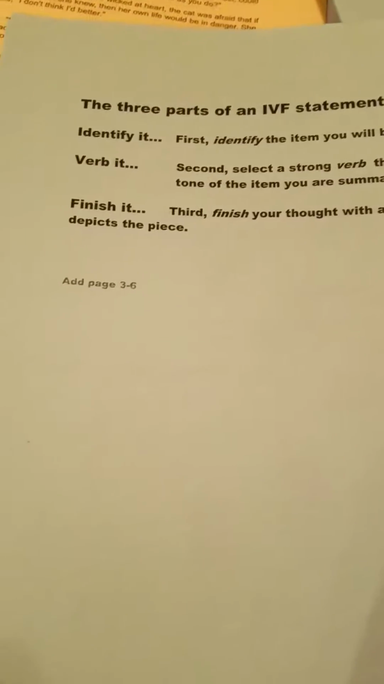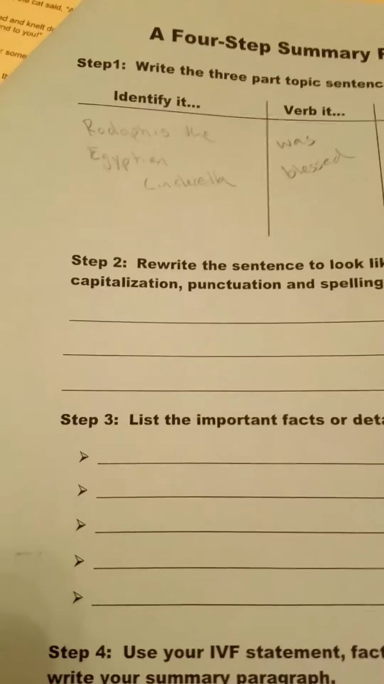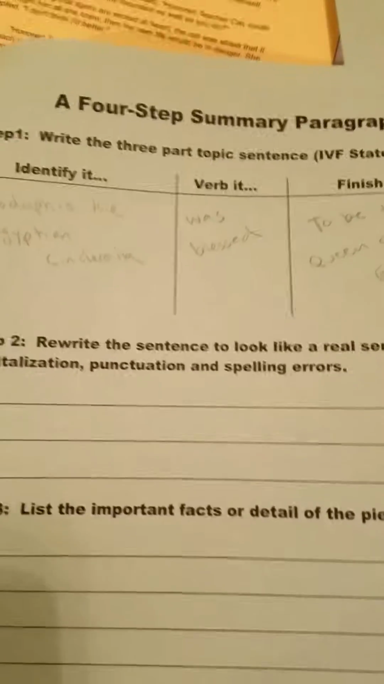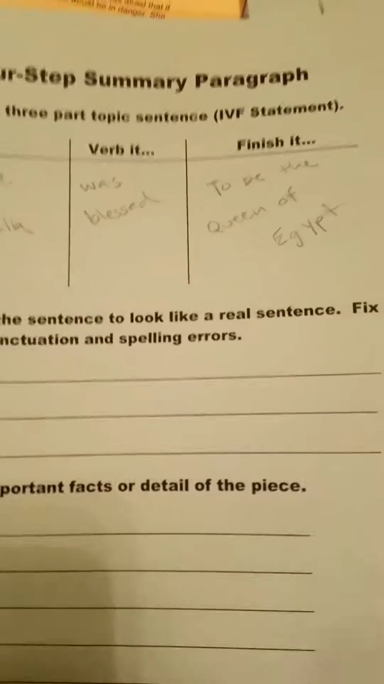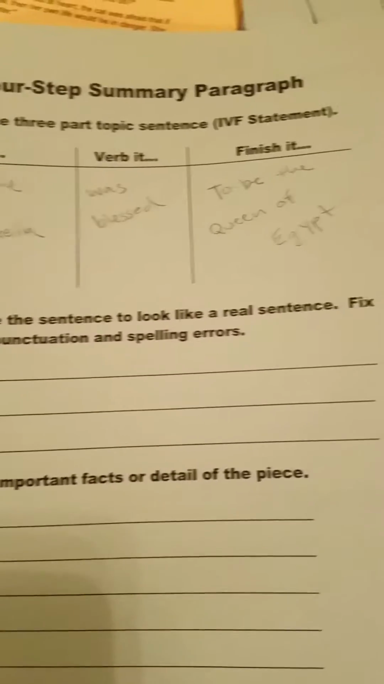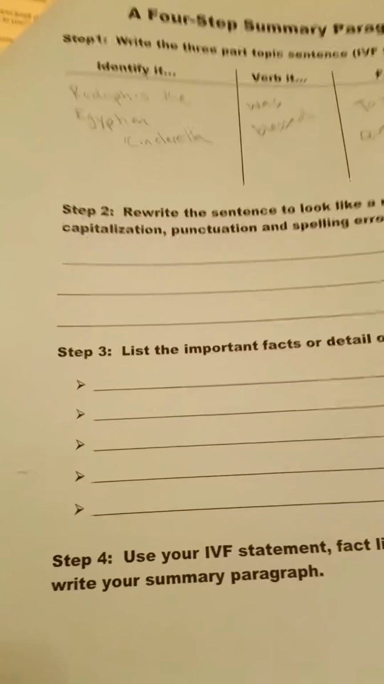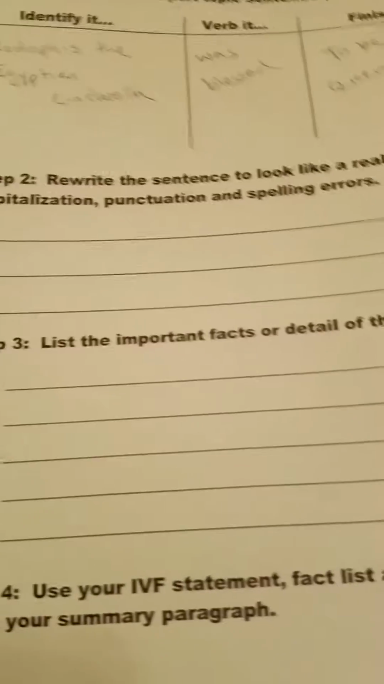Here we go. Oh, so first you need to identify it. What is it? It's Rodolphus, the Egyptian Cinderella. Verb it and then finish it off. So identify it: Rodolphus is the Egyptian Cinderella. Verb it: she was blessed, and I got that based off of the theme that we got from the last one. And finish it off. Why was she blessed? She was blessed to be the queen of Egypt because Pharaoh married her, which made her queen of all of Egypt.